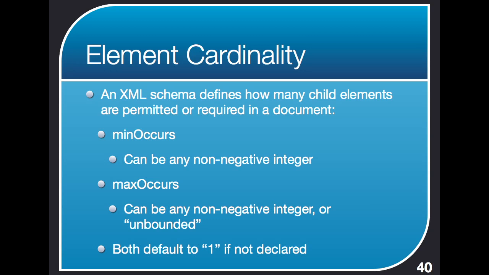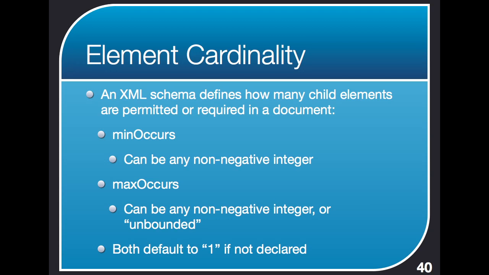Now, if neither min occurs nor max occurs is there, they both default to 1. Or, if just one is not there, it defaults to 1. So if you see min occurs equals 0 and no max occurs, that means min occurs is 0 and max occurs is 1, meaning it's an optional element, but if it's there, you can only have 1.